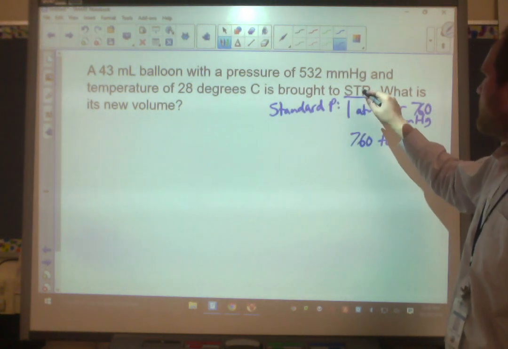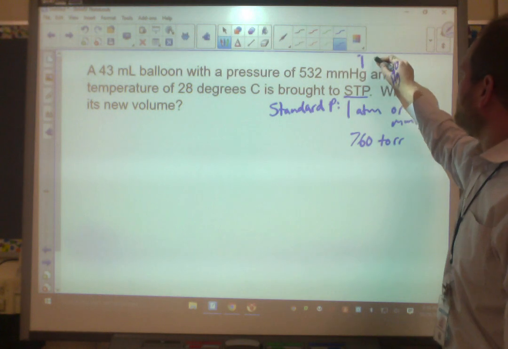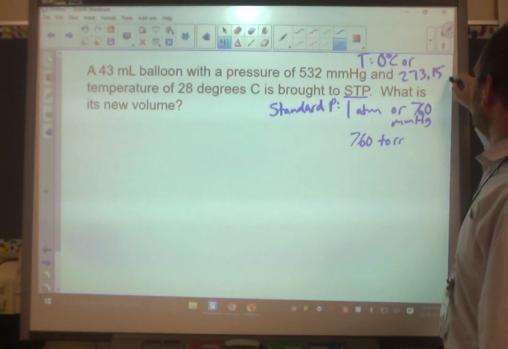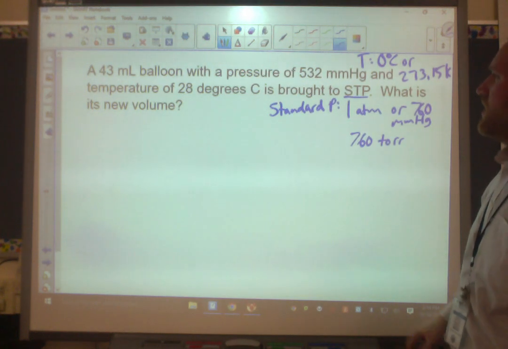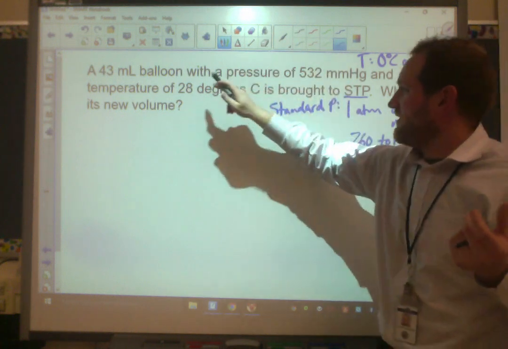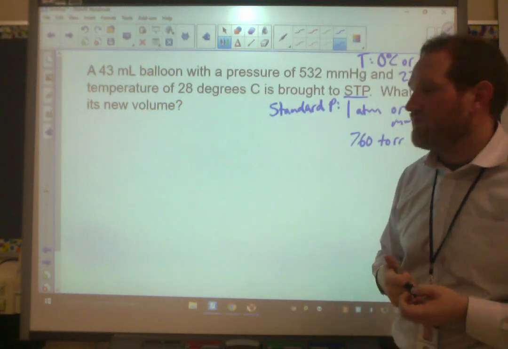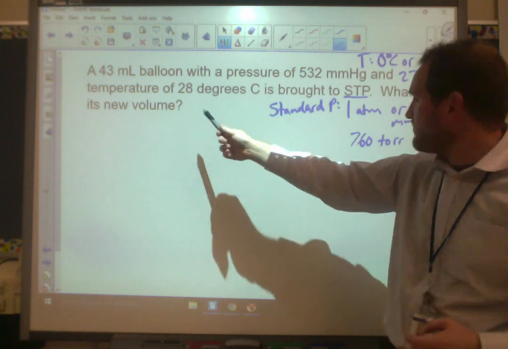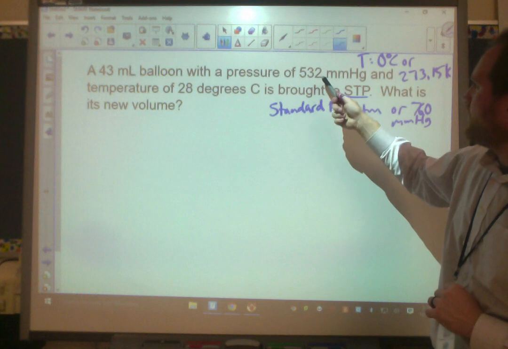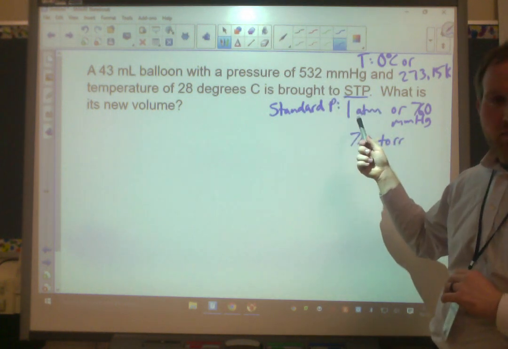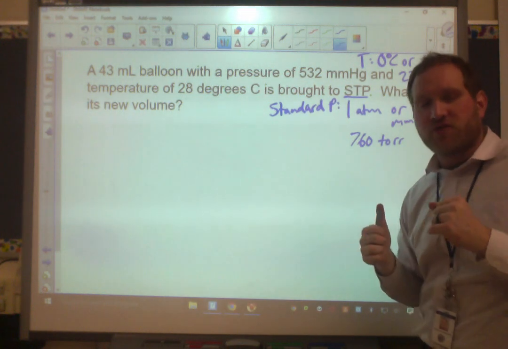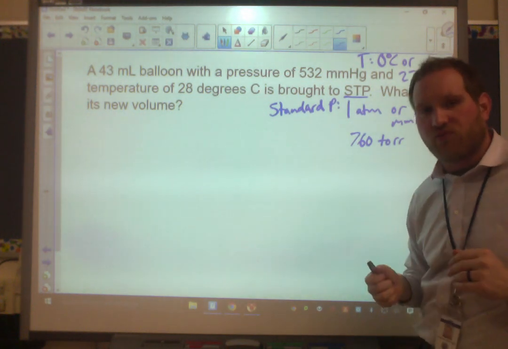Okay. What about the T part? So standard temperature is 0 degrees Celsius or 273.15 Kelvin. Okay? All right. So this tells you have a balloon with a certain volume with this pressure and that temperature, and it's brought to STP, meaning the temperature goes from 28 degrees Celsius to 0 degrees Celsius. And the pressure goes from 532 mmHg to 1 atm or to 760 mmHg. So that tells you your before and after temperature and your before and after pressure.